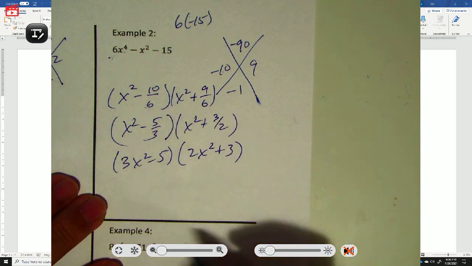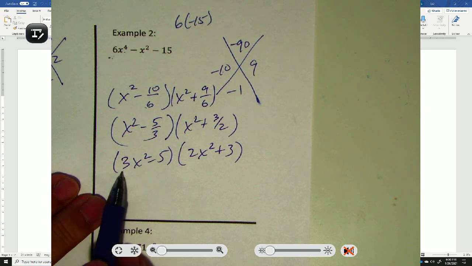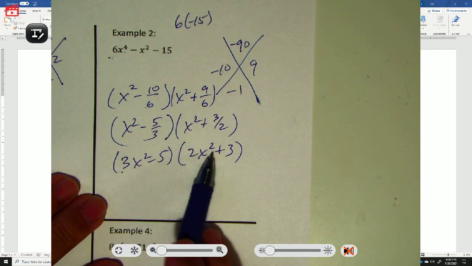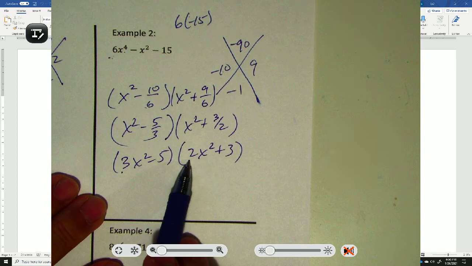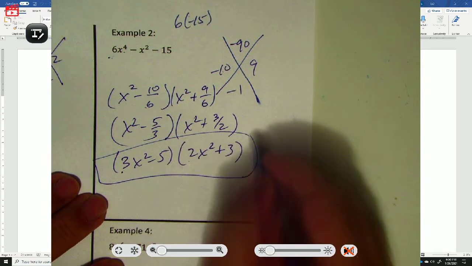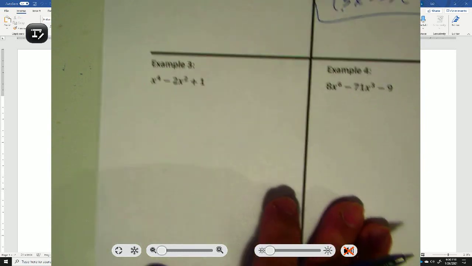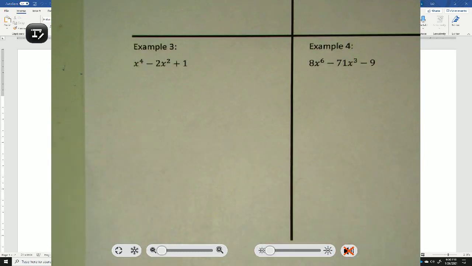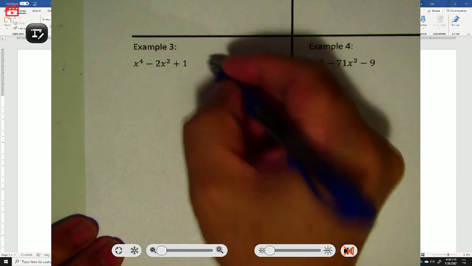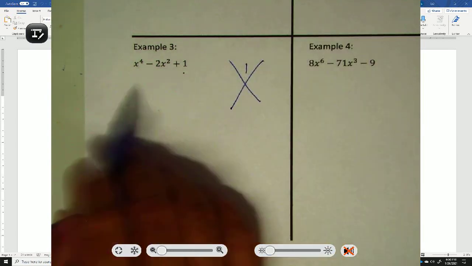And there we go. All right, that's a square, but 3 is not a perfect square, so stop. 2 is not a perfect square, so stop. All right, so that's my final answer there. That's example 2. Example 3. All right, factor this out. What are the factors of 1 that combine to make -2?